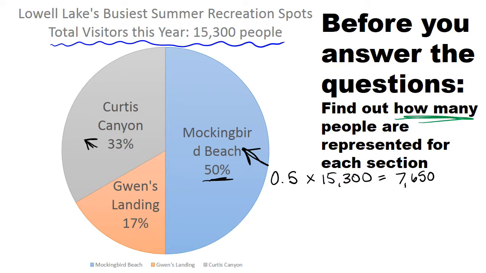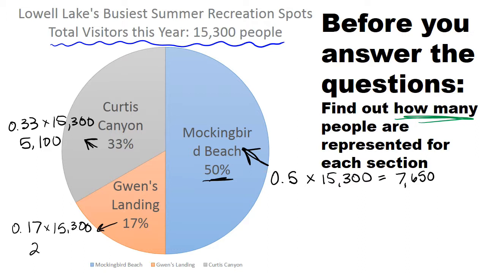Next, we're going to take Curtis Canyon. This is going to be next. So for this one, we do 0.33 times 15,300 people, and that equals 5,100 people for Curtis Canyon. And then we take Gwen's Landing. So what we do is we do 0.17, because all we are doing is taking the decimal form of our percents. We multiply that by 15,300, and that equals 2,550 people.